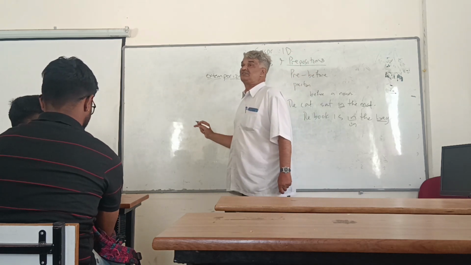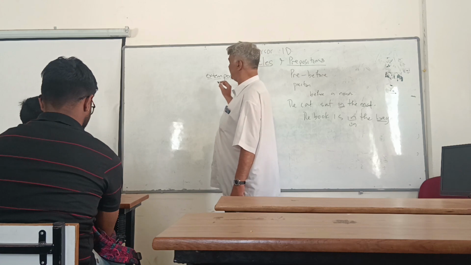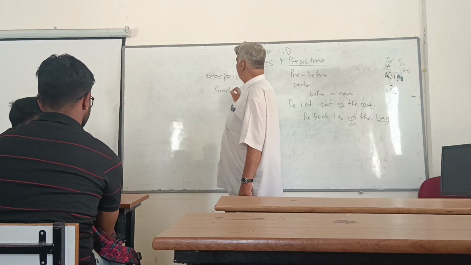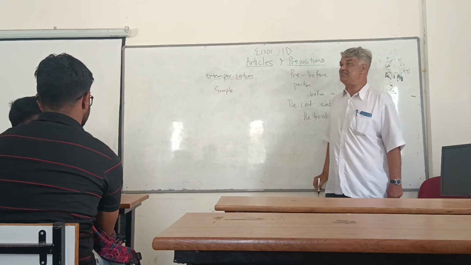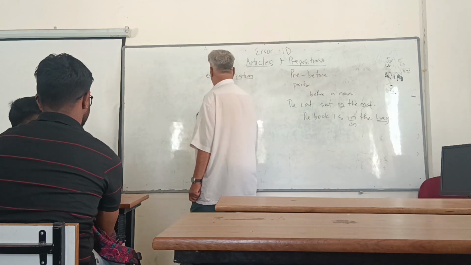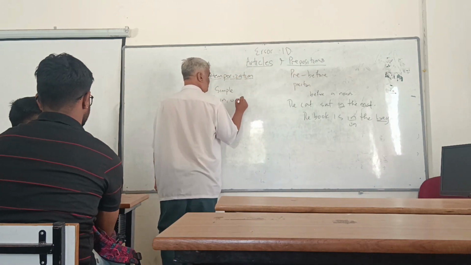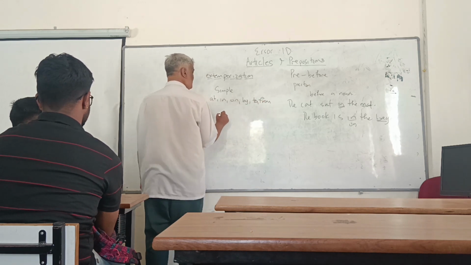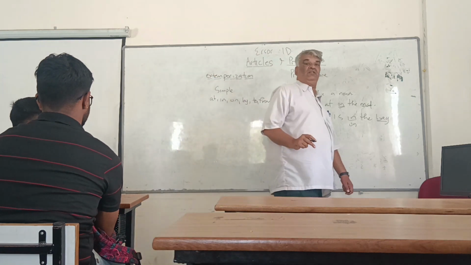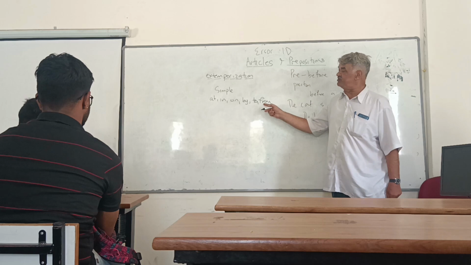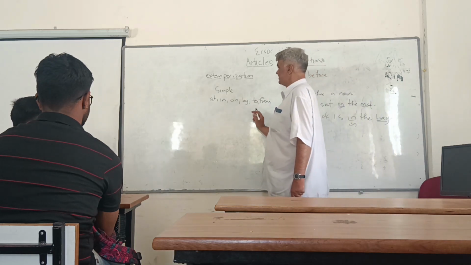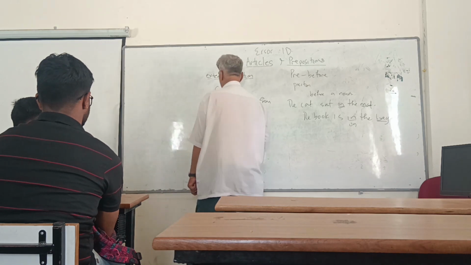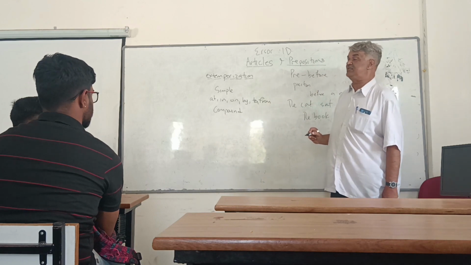Now, many prepositions are single syllables. So they are called simple prepositions. Simple prepositions are words like at, in, on, by, to, from, okay? Like this, so we have prepositions which are simple. They consist of one syllable. Then we have prepositions which are compound. Compound means made up of more than one syllable.